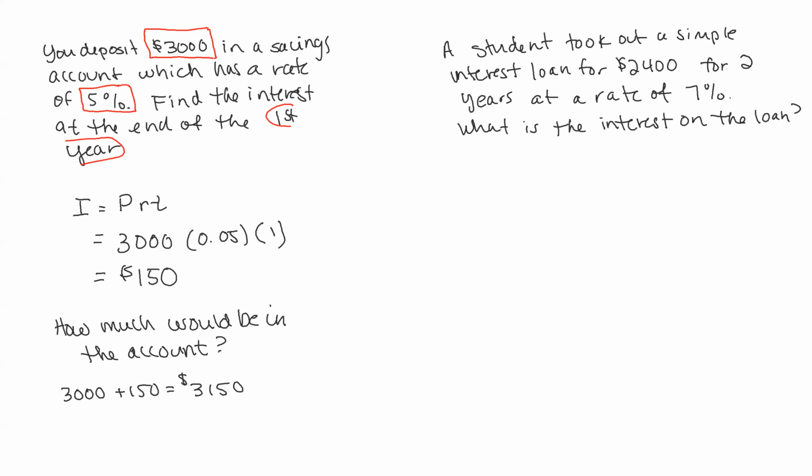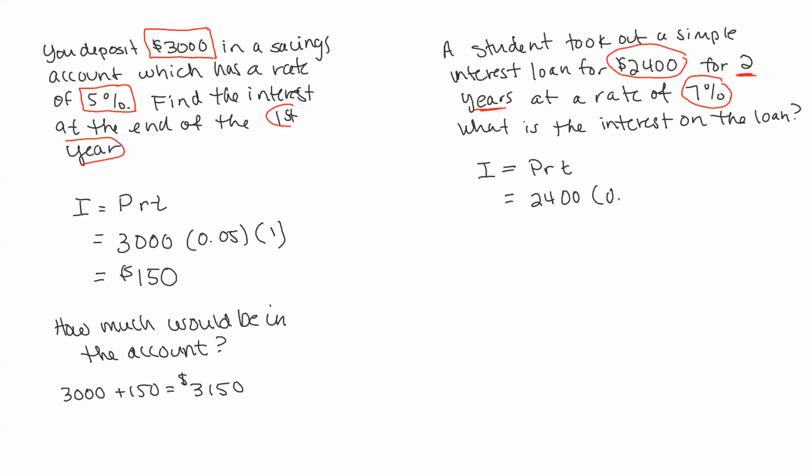Okay, so again, we have I equals PRT. Principal, that's what we initially borrow, is $2,400. We have an interest rate of 7%, and we're borrowing this for 2 years. Okay, so we want to know how much extra money, how much interest we're going to owe at the end of 2 years. So we take 2,400 times 0.07.